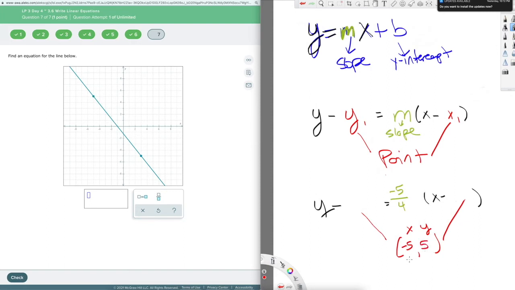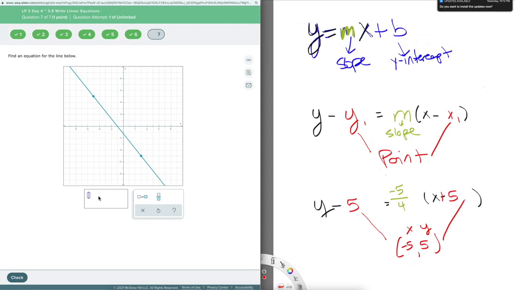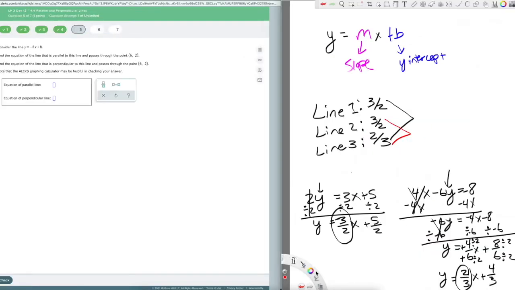So now I have y minus y and x minus negative x. So remember, 2 negatives, that's going to change it to a positive. So now I can go ahead and write my equation here. I have y minus 5 equals negative 5/4 times x plus 5. All right, lots of 5s in that guy. So get rid of this stuff from the last problem there.